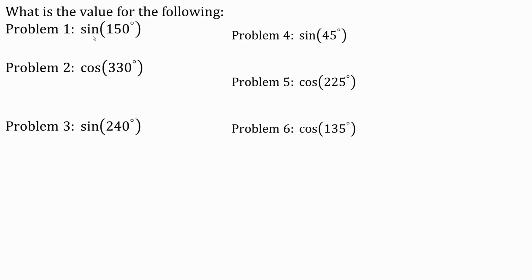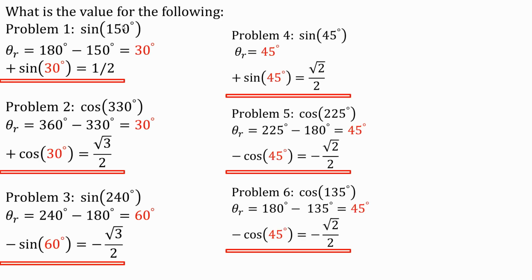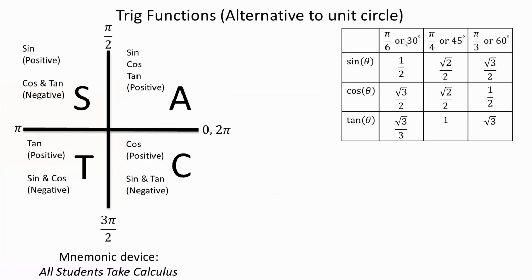So what is sine 150? Cosine 330. Sine 240, sine 45, cosine 225, and cosine 135. If you want to pause the video here and attempt these problems, feel free. So sine 150, what is our reference angle? We are in quadrant 2, so 180 minus 150, so 30 degrees. And in quadrant 2, sine is positive. So sine 30 is equal to 1/2, because sine 30 is 1/2.